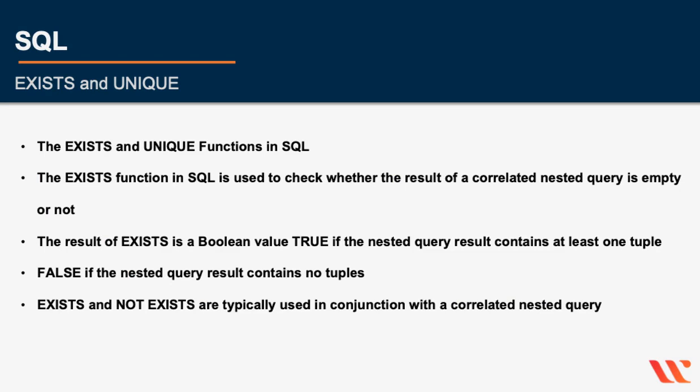So these are functions that show if something exists or not. The exists function in SQL is used to check whether the results of a correlated nested query is empty or not, and the result of the exists is a boolean, so you get a true or false. Exists and not exists are typically used in conjunction with correlated nested queries.